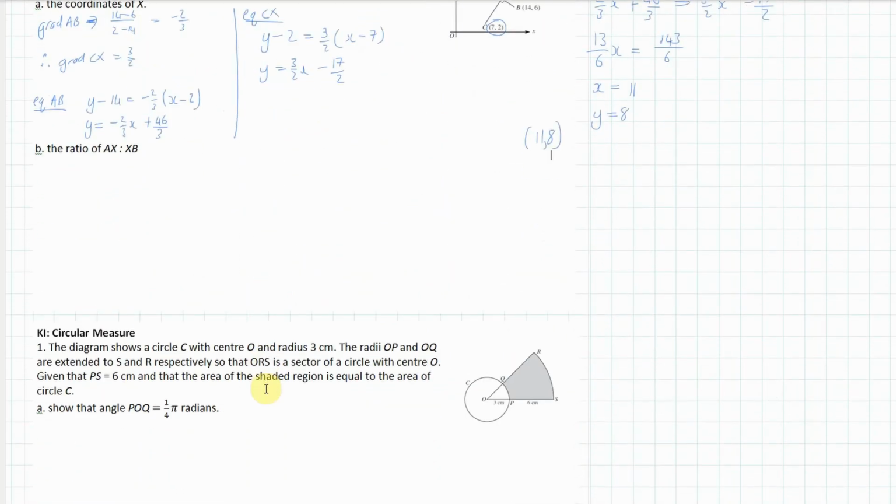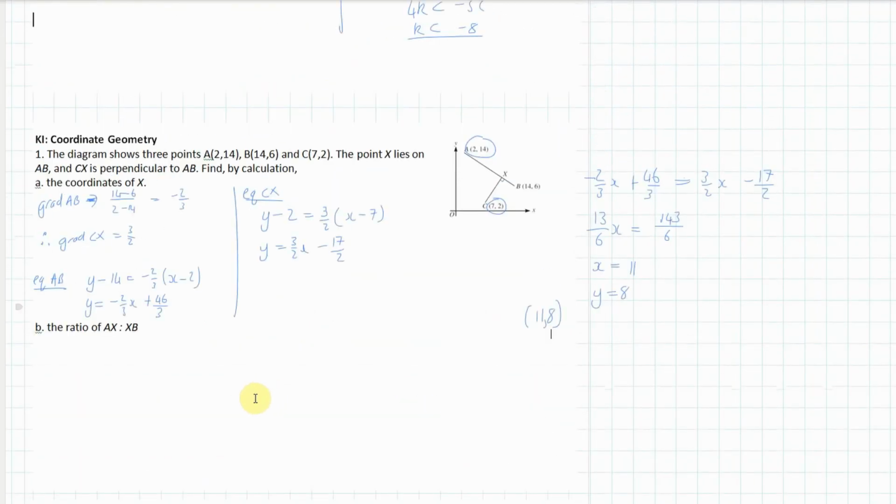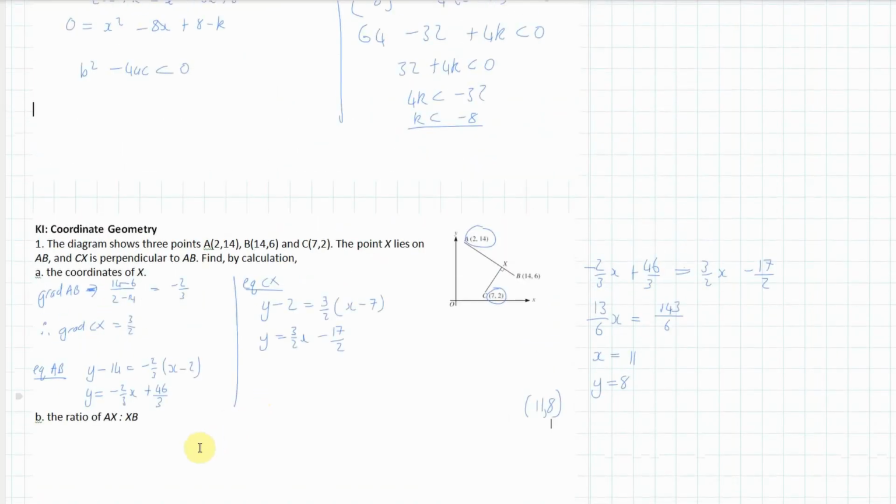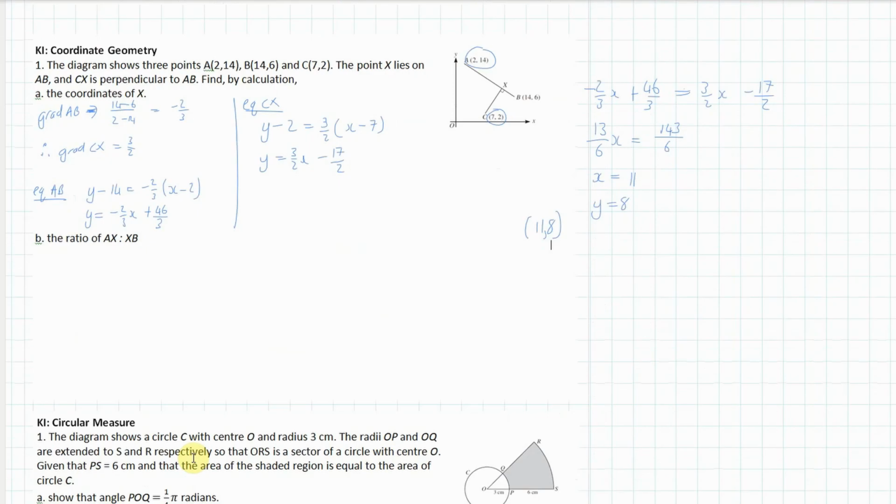Okie dokie, the ratio of AX, XB. Well, I guess there's a couple of ways of doing this. You can find the length of each one. So AX is the square root of 9 squared plus negative 6 squared. So how do I get from A to X? Well, I go across 9, right, from 2 to 11, and then I go down from 14 to 8, which is negative 6. So when I square those, add them, and then square root it, I get square root 117.